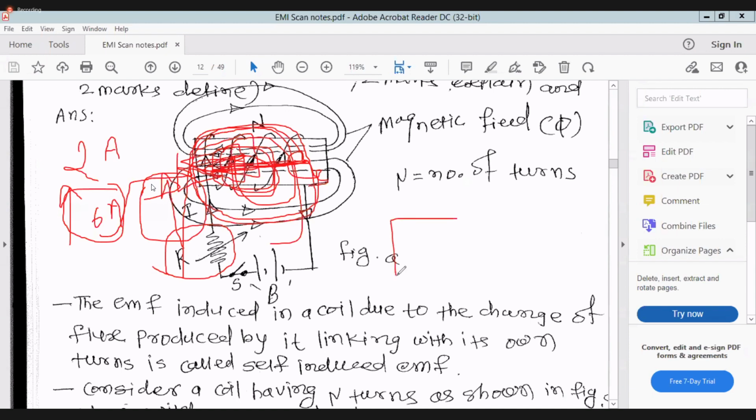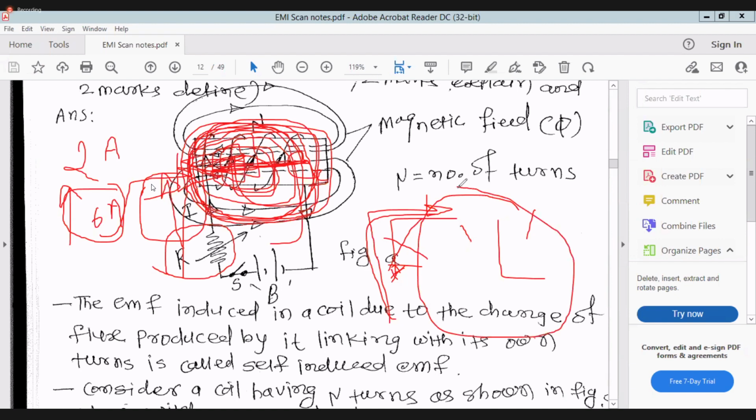बैक ईएमएफ का इफेक्ट जब तक कम नहीं होगा, तब तक नया करंट एंटर नहीं करेगा. Means the new current will get opposed by the self-induced EMF. When the self-induced EMF effect will get nullified, when it vanishes, then new current enters in the coil. This is the property of the coil. This property of the coil is called a self-inductance or inductor.